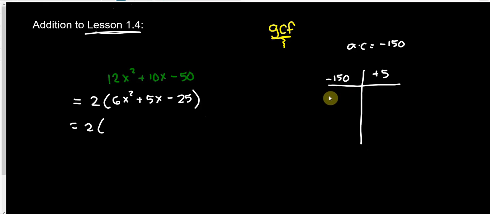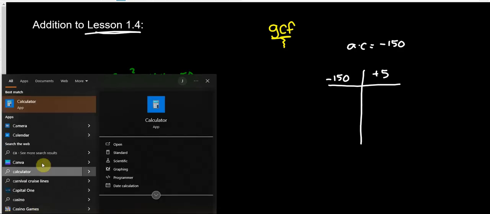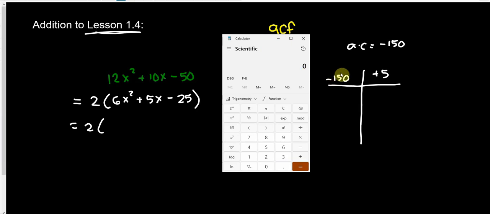So let's jump in. Now, one thing I do want to show you is that you can really easily grab a calculator and just start seeing what divides into 150. So you could try 1 and 2. If you did 150 divided by 2, that's just 75.